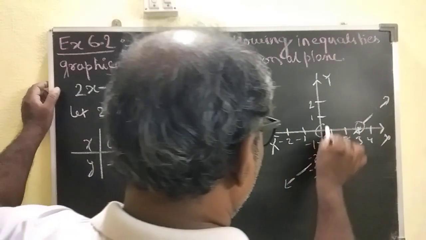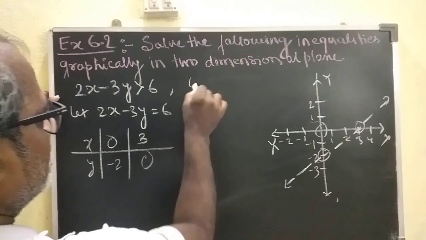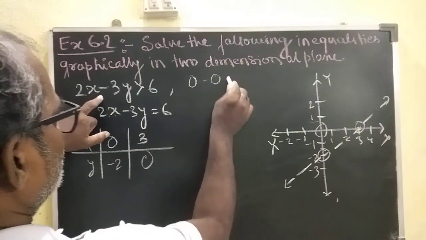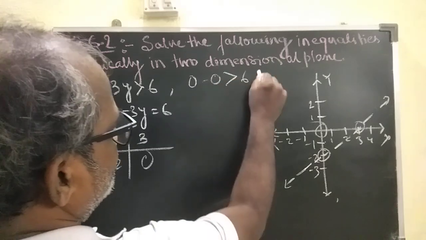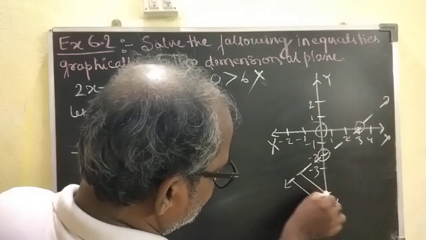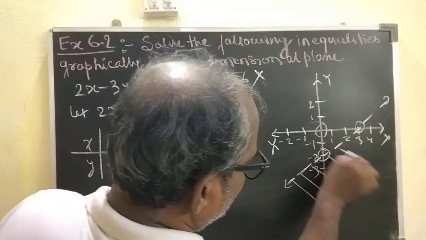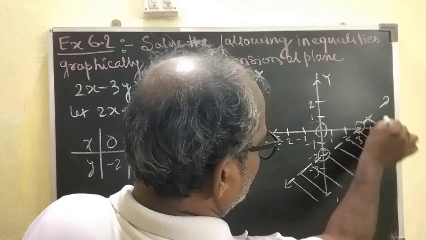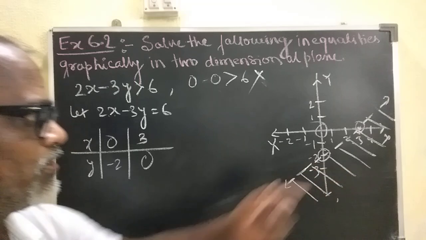So we take this point 0, 0, so we write here 0 minus 0 is greater than 6, which is wrong. So we have to shade in this way. We have to shade the outer side.